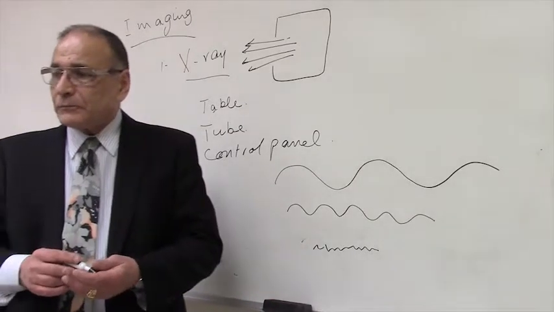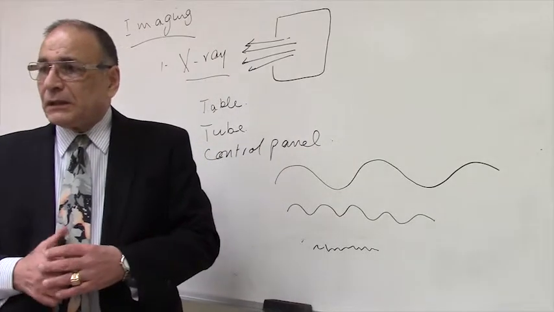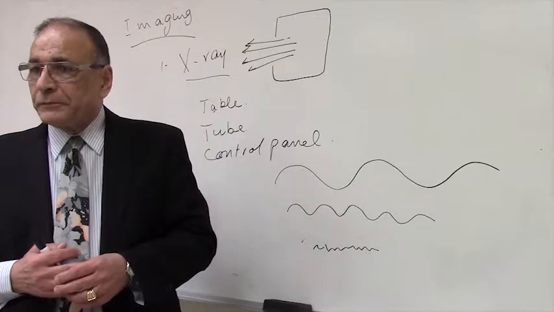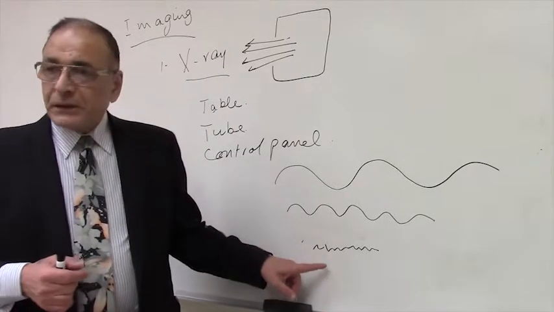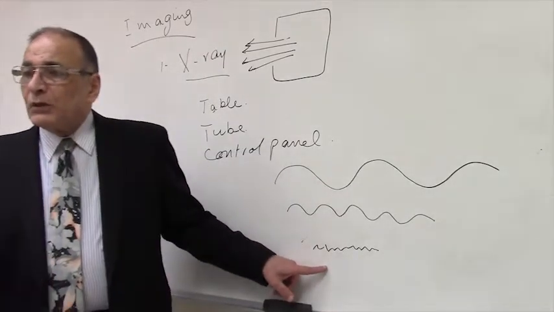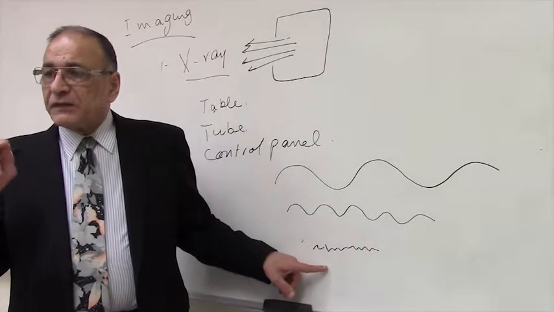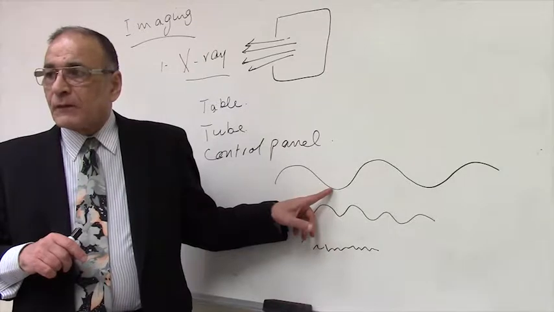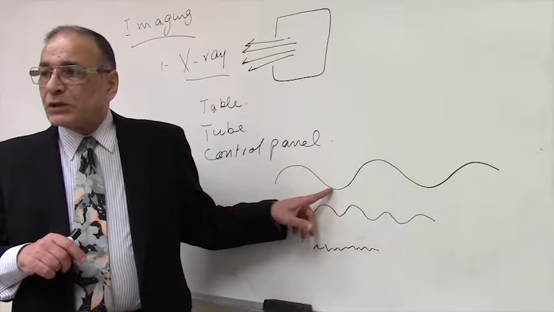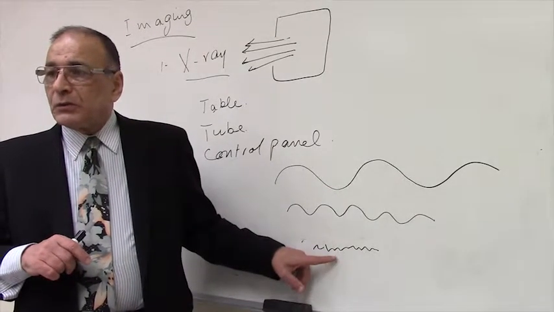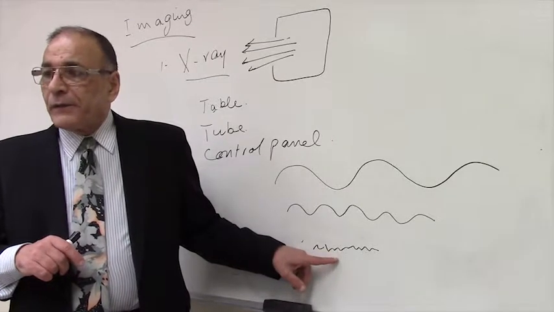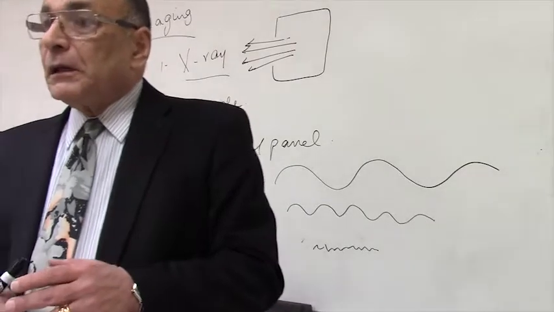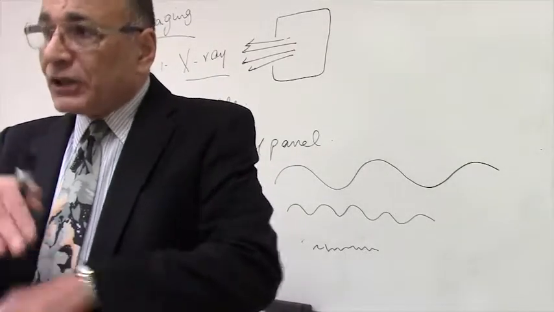Let me ask you a question now. Which one is faster? The smallest one, the microwave is faster. When the wave becomes shorter, it becomes faster. Which one is stronger? The short one, the micro. What do you mean stronger? It has more ability to penetrate the tissues.